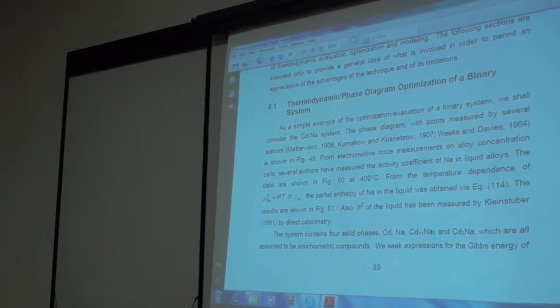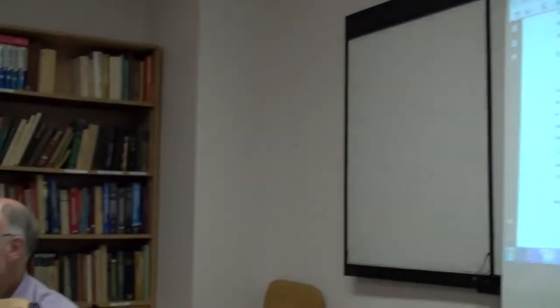You've all taken courses in electrochemistry? No? Galvanic cells? Concentration cells? Anyway, for the activity coefficient of sodium, you really should understand the experimental techniques, or else you can't really evaluate the data that you're trying to optimize if you don't understand the technique. So we should read up about alloy concentration cells and galvanic techniques of measuring.